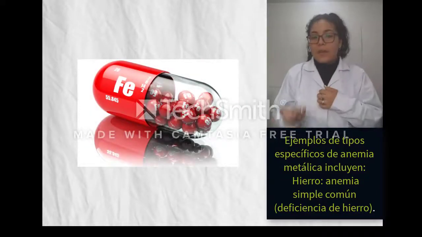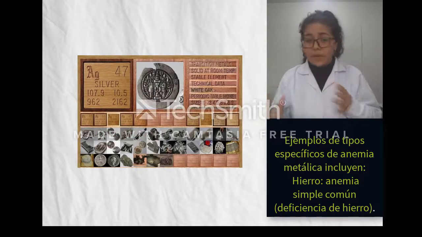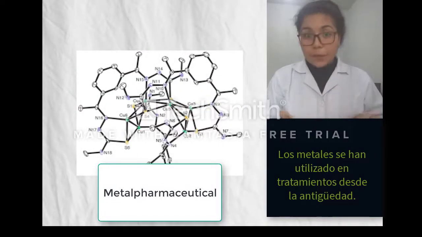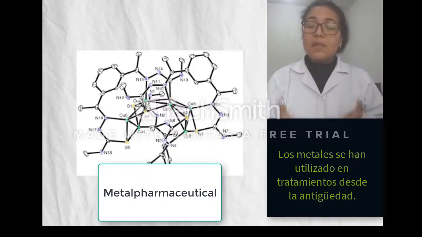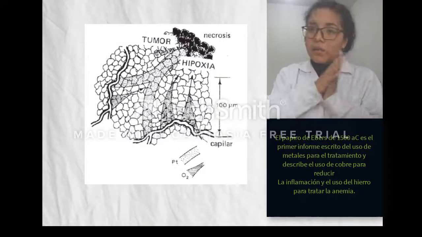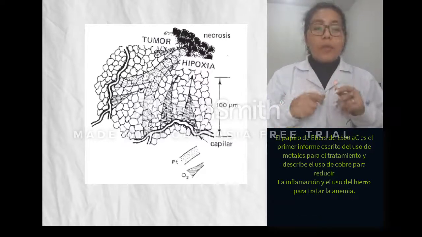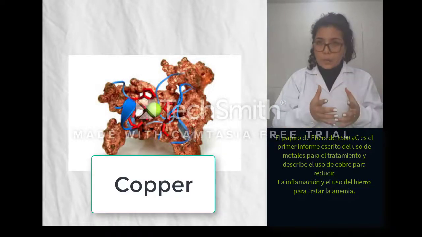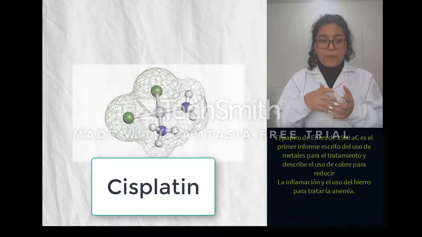Examples of specific types of metal anemia include iron, common simple anemia, and iron deficiency, which results from a low dose. Metals in treatment. Metals have been used in treatment since ancient times. Papyrus from 1500 BC describes a variety of uses of metals for treatment, such as the use of copper to reduce inflammation and the use of iron to treat anemia.